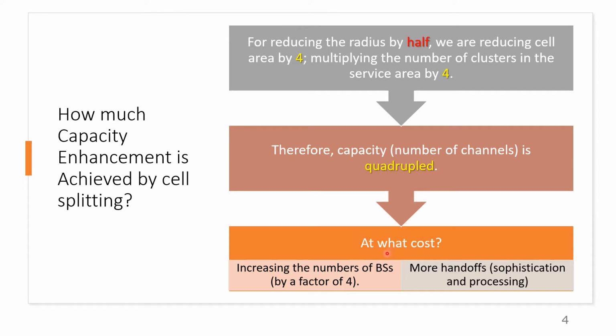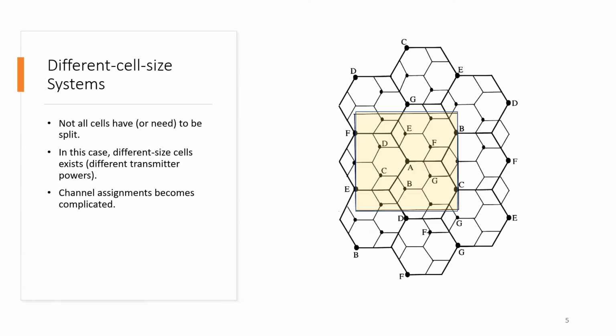At what cost? Either increasing the number of base stations by a factor of 4, and at the same time, of course, more sophisticated handoff, which requires advanced processing. Remember that in systems with different cell sizes, not all cells have or need to be split. In this case, different cell sizes exist, with different transmitters and different powers, which complicate the system. So let's say that this is the system. Let's say that this is only in the square where we start having cell splitting.